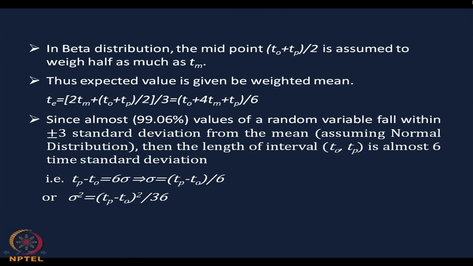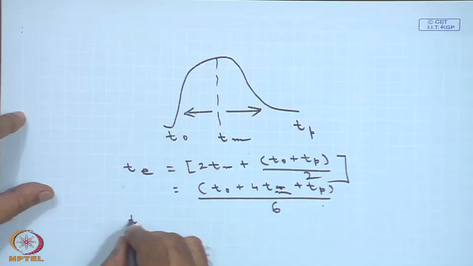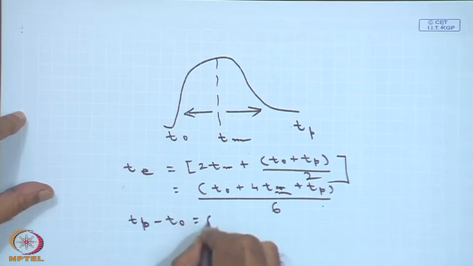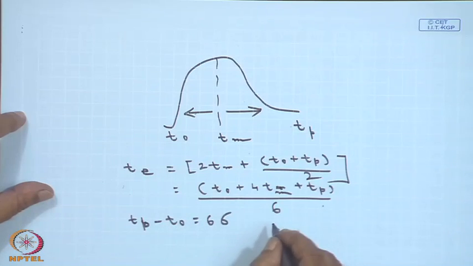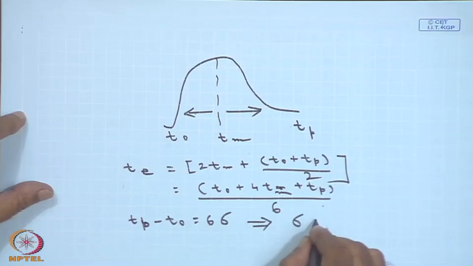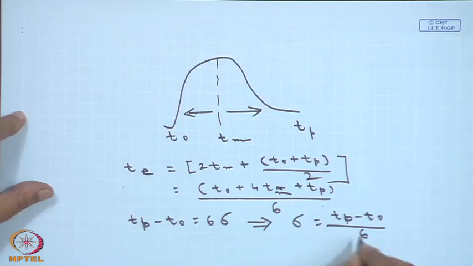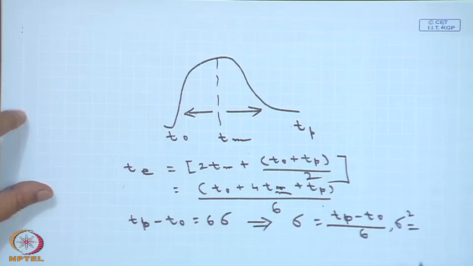That is, Tp minus T0 equals 6 sigma, where sigma is the standard deviation. So from here you can tell that sigma is nothing but Tp minus T0 divided by 6, and from here you can calculate sigma square also: (Tp minus T0) whole square by 36.